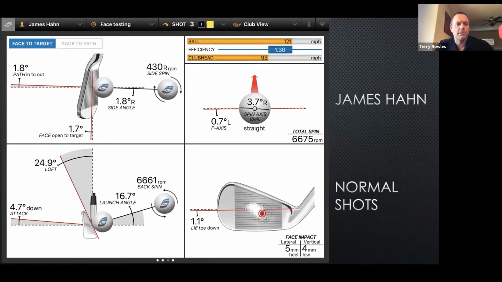This is James Hahn's information from that event. James is actually kind of interesting. A side note, he basically changes his grip to change his shot shapes, which is kind of cool. And he's somebody that's very interesting to hang out with. He's got all of his theories, developed over years of experimentation, and he loves to experiment. So you can see here, very consistent contact point on the face, pretty straight shots.